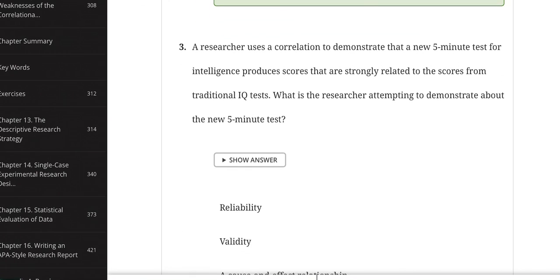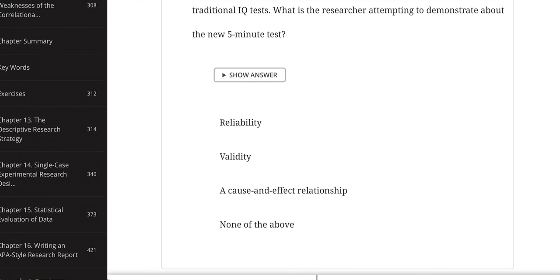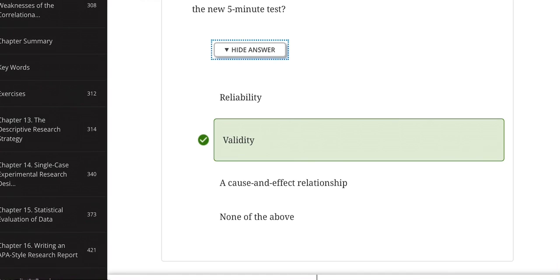A researcher uses a correlation to demonstrate that a new 5-minute test for intelligence produces scores that are strongly related to scores from traditional or established IQ tests. What is the researcher attempting to demonstrate about the new 5-minute test? This is exactly what we were just talking about in the last slide as well. That is a type of concurrent validity. So they are trying to establish the validity of the 5-minute test by saying that it highly correlates with traditional or established IQ tests that have already been shown to be valid.